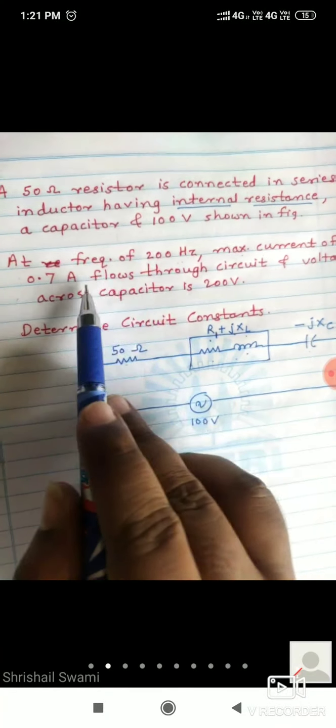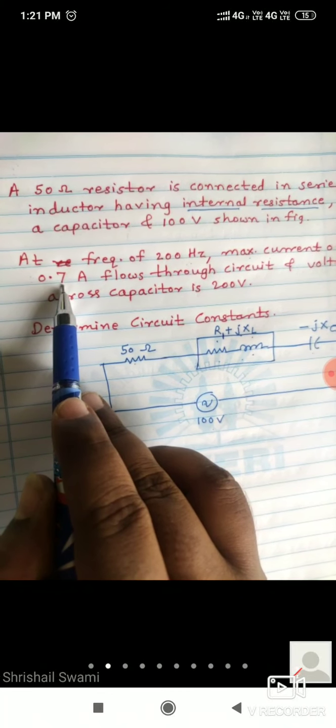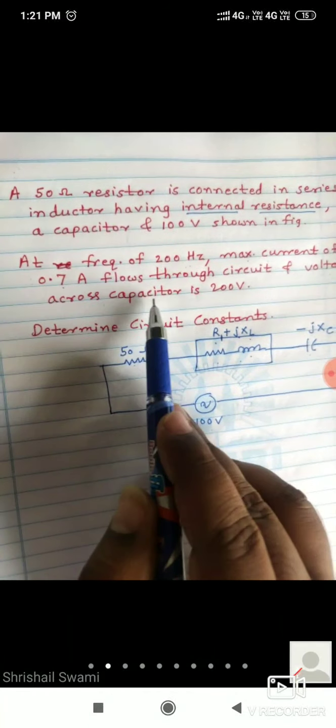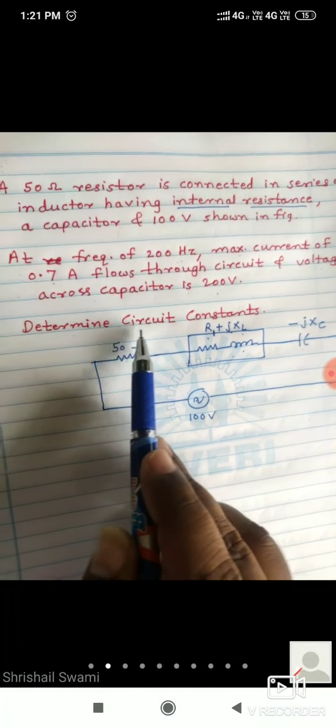Second one, at the frequency of 200 hertz, maximum current of 0.7 ampere flows through the circuit. So when will the current flow maximum? At resonance frequency. So this is the resonance frequency and this is the value of current at resonance, that is 0.7 ampere, and at resonance the voltage across capacitor is 200 volt. Okay, so VC is given, voltage across capacitor VC is 200 volt. So you have to find out circuit constants, that is L and C, as well as the value of R1, the internal resistance of the inductor. Okay, this is a total inductor having internal resistance.